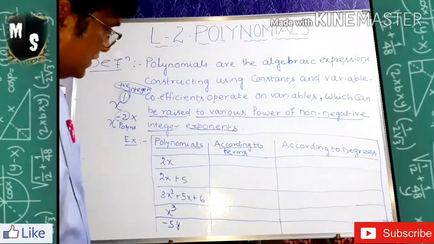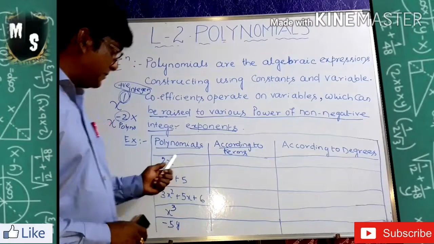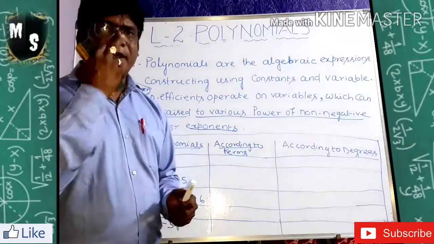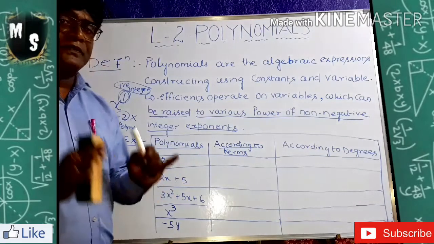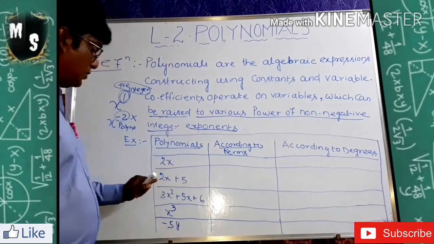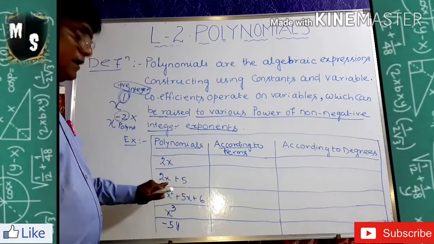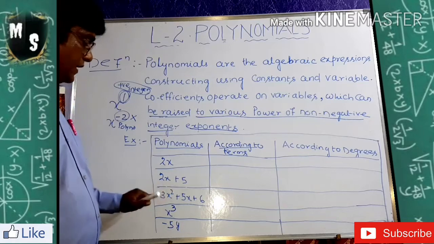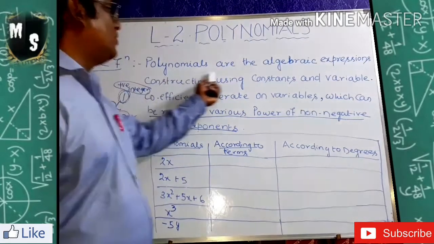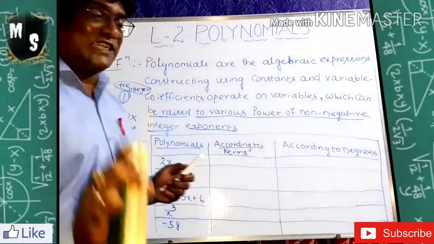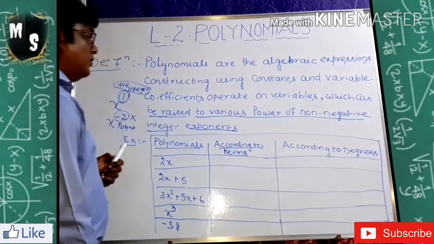So why did I write this? These are all polynomials. Why? You will ask me, sir, why are these expressions called polynomials? Look at it. These are algebraic expressions. It is right, because they consist of constants and variables. Constants are 2, 5 here, and x is called the variable. So they consist of constants and variables. So it is satisfying the definition of the polynomial, and also it is satisfying the second part of the definition of the polynomial.